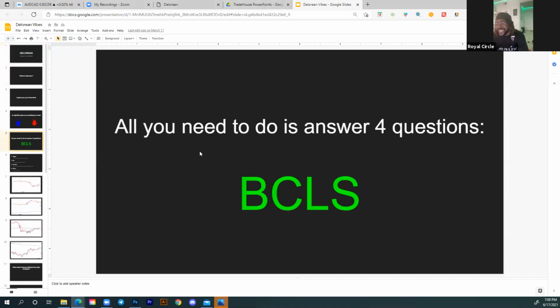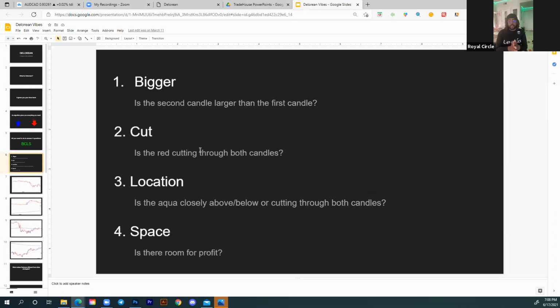Okay. BCLS. All right. First question is bigger. Is the second candle larger than the first candle? Okay. And I'm going to show you pictures so you have a visual as to what these questions mean. But for right now, just write this down. The first question: is the second candle larger than the first candle?